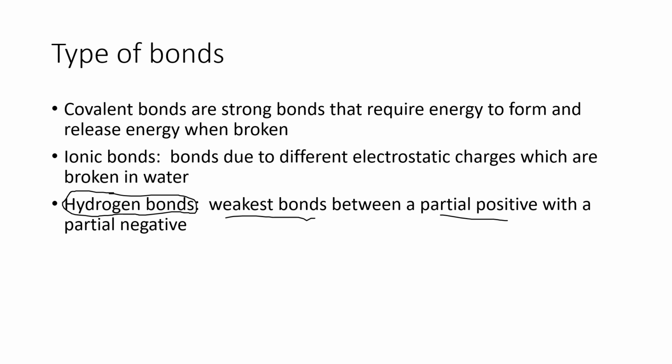Ionic bonds are bonds due to electrostatic charges. A lot of these are broken in water. If you think of salt, sodium chloride, they're strong bonds, but when they get in water, they dissociate, and when you remove the water, they come back together. Covalent bonds are the strong bonds. They require energy to form and release energy whenever you break these bonds. So whenever you're dealing with energy, you're usually dealing with covalent bonds.